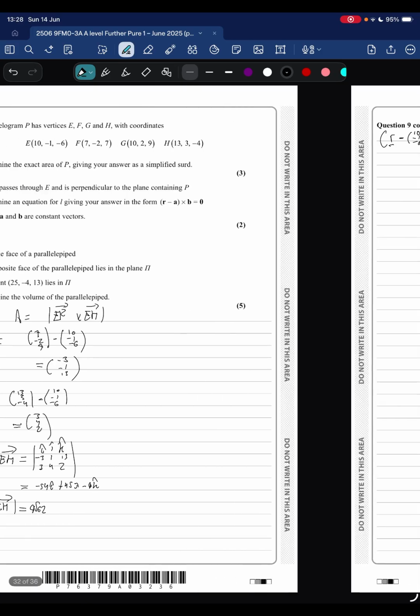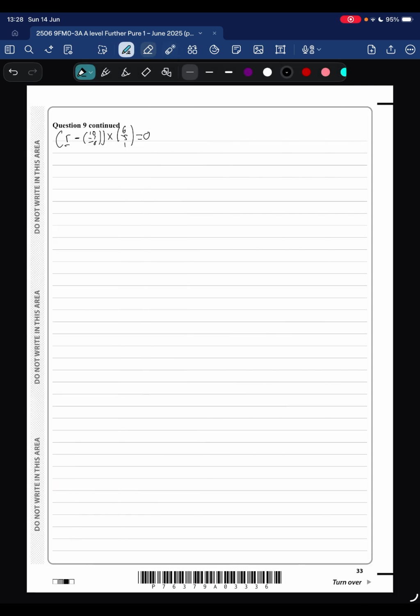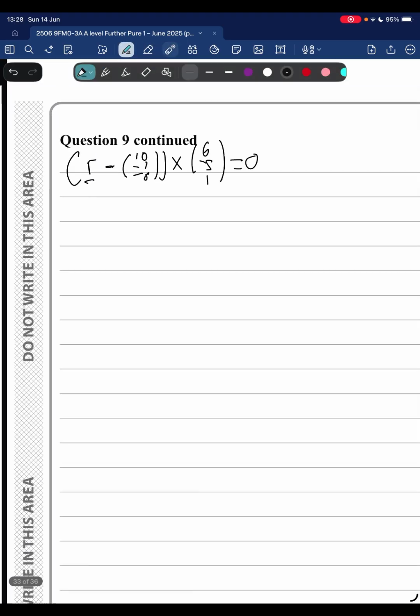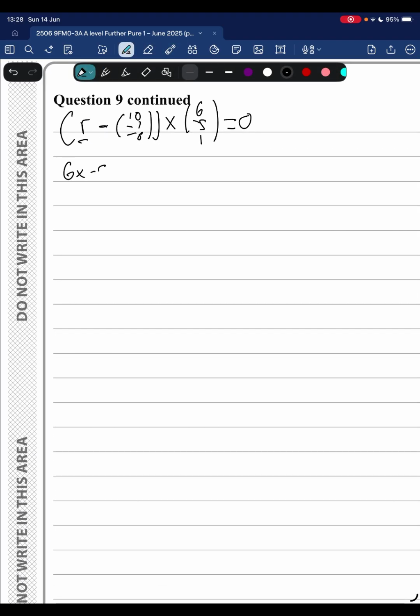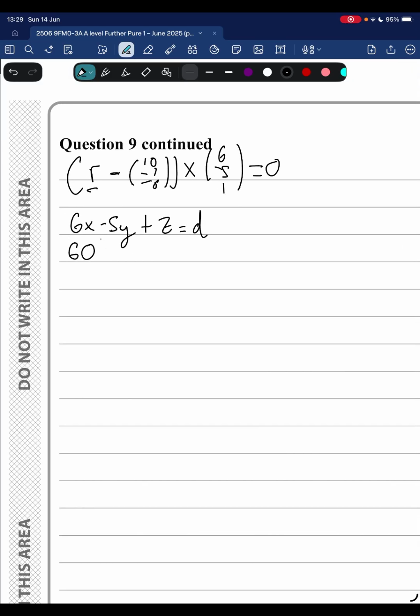Now for part C, the volume is going to be the base area times the perpendicular height, right? And in part A, we found the base area already, so what we need to do is find the perpendicular height. So we have the normal vector, so we can write the plane. So we have 6x minus 5y plus z equals d for some d. Now we substitute point E in to find d. So we're going to get 60 minus 5, no, plus 5 minus 6 equals d, which is 59.